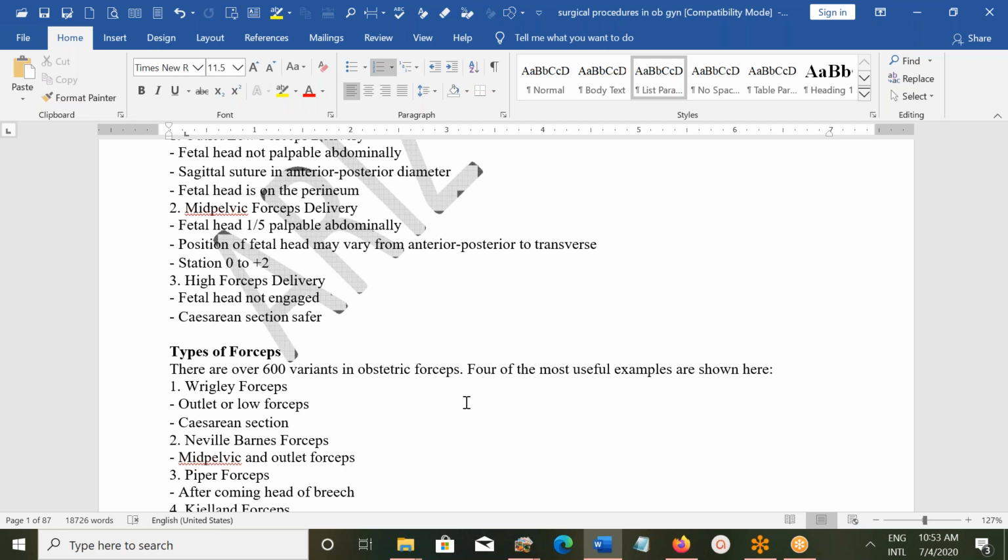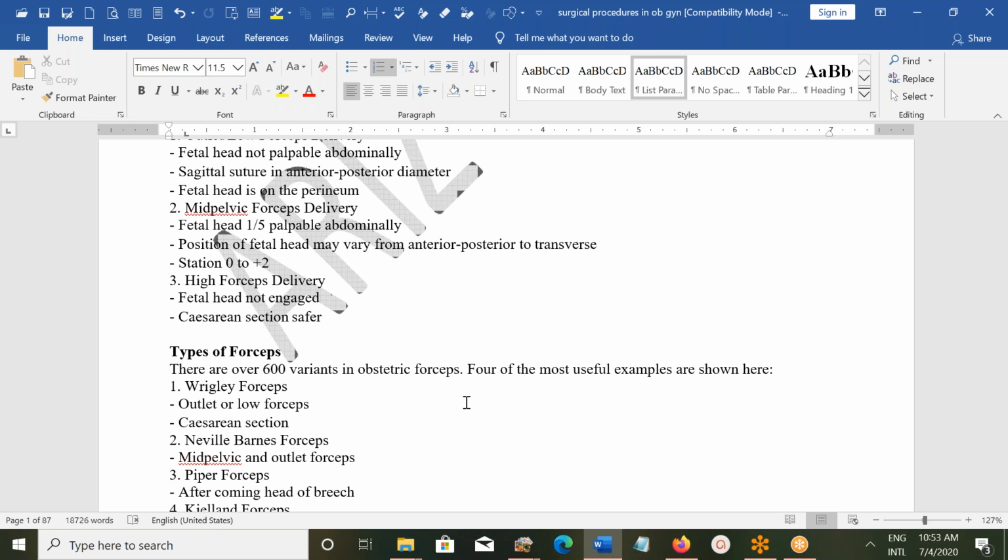By high, people think that it is +1. No, high means that the head is not engaged, so it should not be delivered instrumentally, and it is better to go for cesarean section. So high doesn't mean that it is at 0 or +1. That will be mid cavity. Beyond +2, it will be low cavity. Okay, that is the point. Outlet, low cavity.